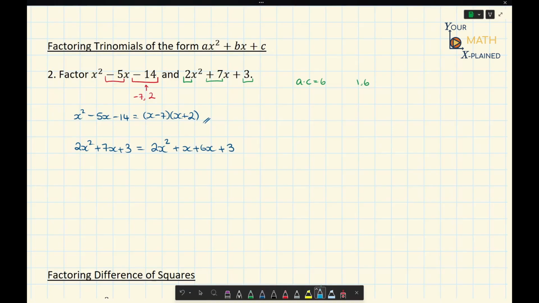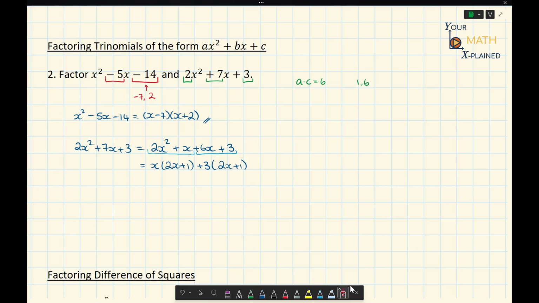Now this is called grouping because now we're going to look at two terms at a time. And we're going to take out the greatest common factor from the first two terms. So we have 2x squared plus x. And the greatest common factor between those two terms is just x. And once we factor out x, we would have 2x plus 1. And then we do the same thing for the third and fourth term. The greatest common factor between 6x and 3 is 3. So we factor out a 3, and then we're going to be left with 2x plus 1.